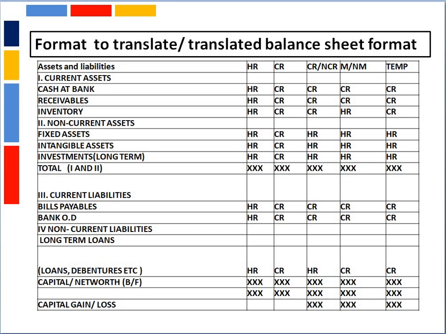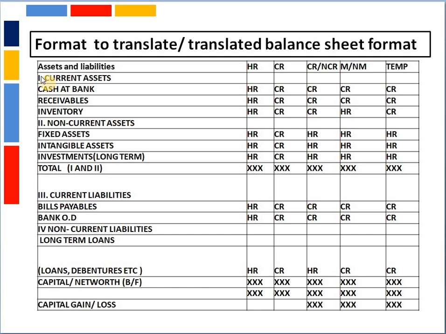So under this you have assets and liabilities. You are having HR, CR, CR/NCR, MNM and TEMP. So HR means historical rate method, CR means current rate method, CR/NCR means current rate, non-current rate method, MNM means monetary and non-monetary method, TEMP means temporal method.